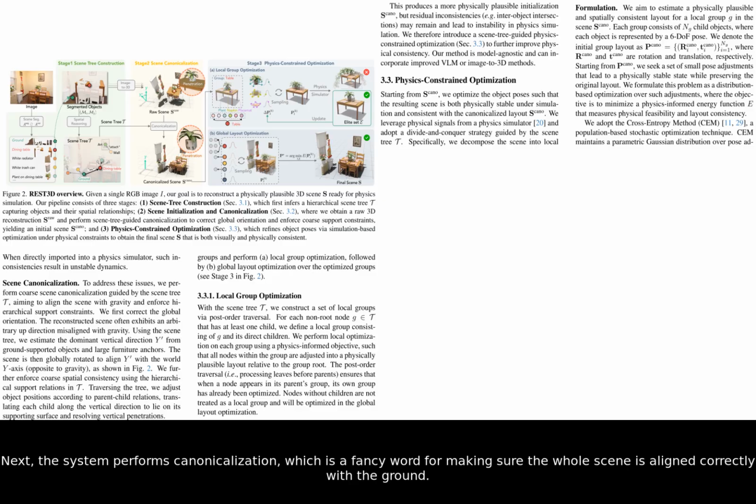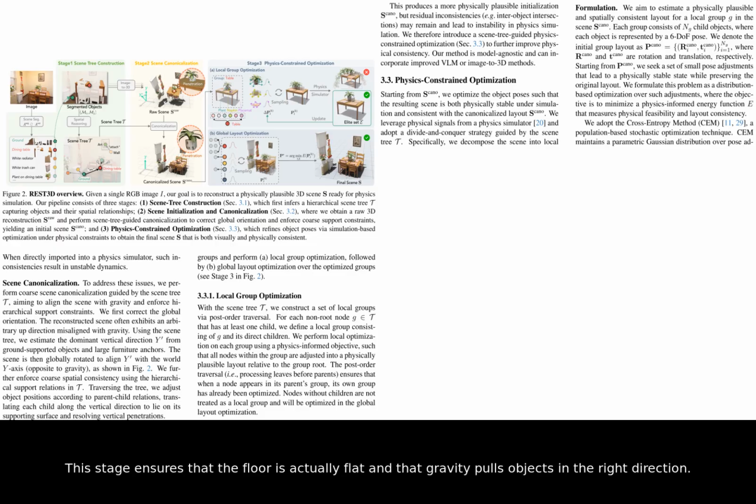Next, the system performs canonicalization, which is a fancy word for making sure the whole scene is aligned correctly with the ground. This stage ensures that the floor is actually flat and that gravity pulls objects in the right direction. But even then, some objects might still be slightly stuck inside one another or slightly off balance.